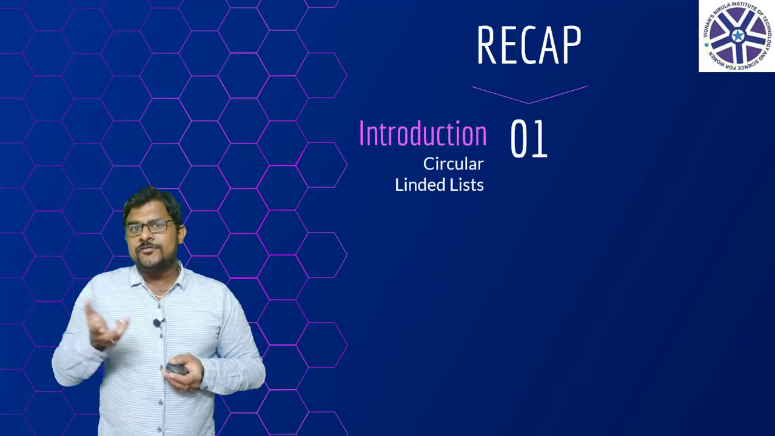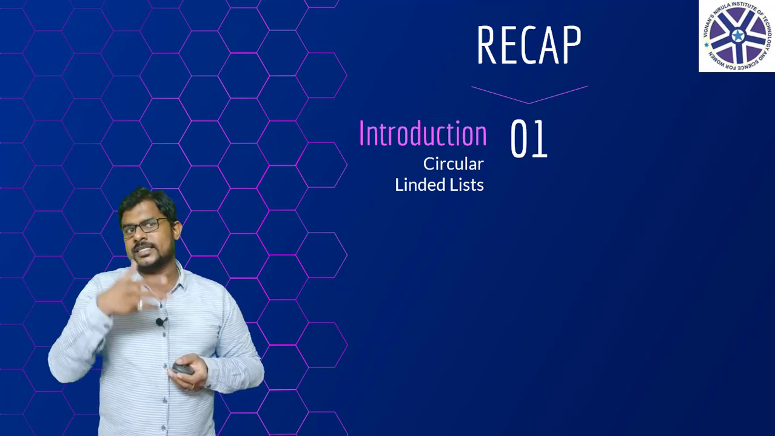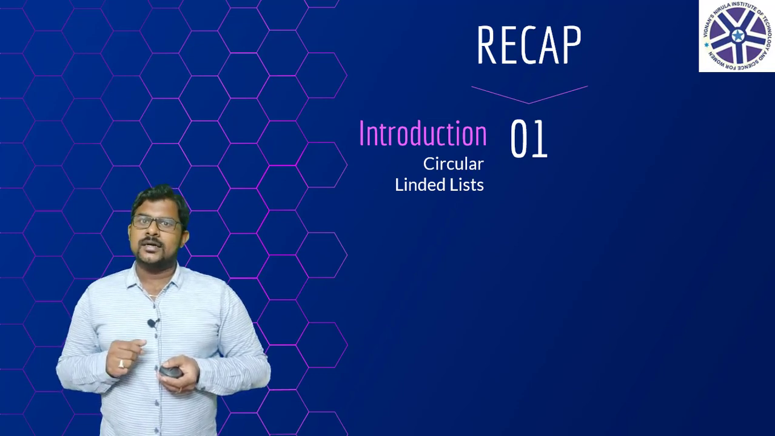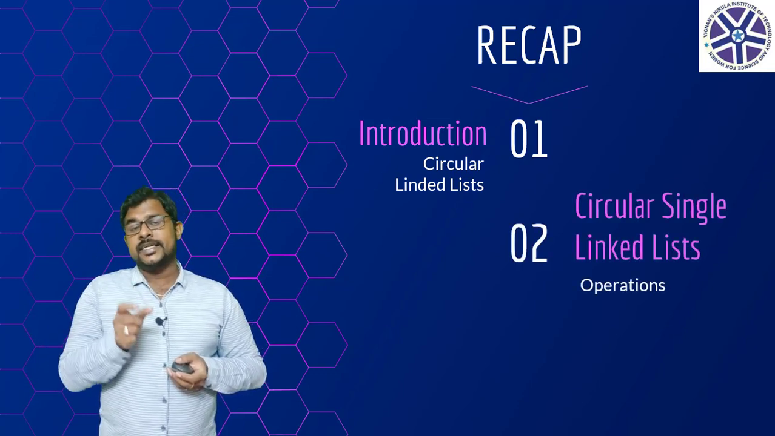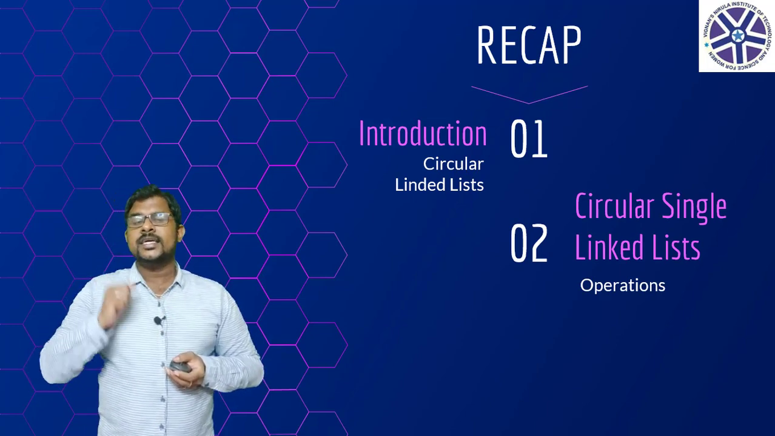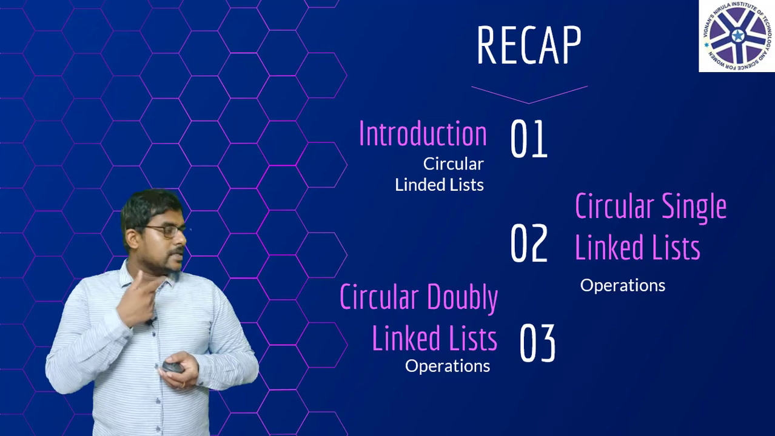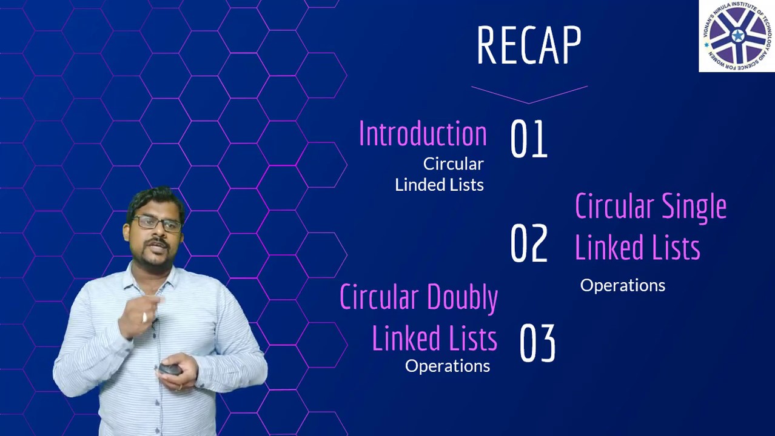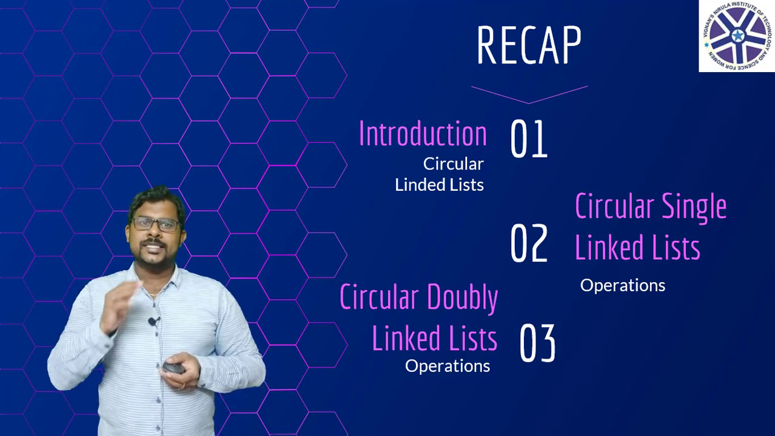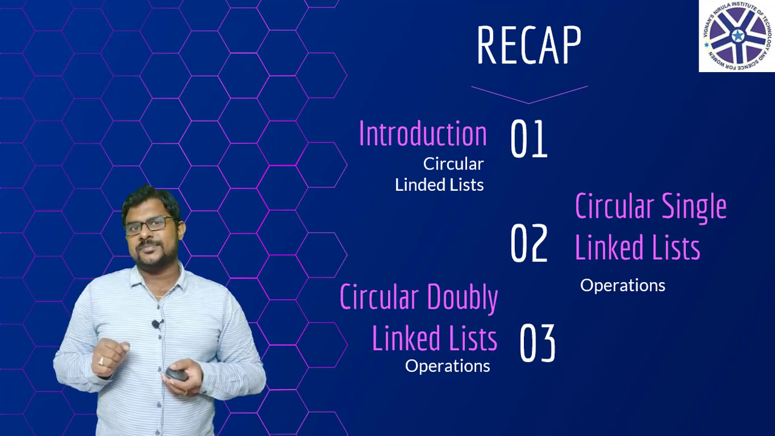Let us recap what we have learned today. First of all, we have done the introductory part of the circular linked list. We have seen what a circular linked list is and why we need a circular linked list. After that, we have seen the circular singly linked list and its operations, how insertion and deletion are done in a circular singly linked list. Next, we have seen the circular doubly linked list, where we have seen the insertion and deletion operations. By this we end today's lecture, and this is also the end of the linked list. Thank you.